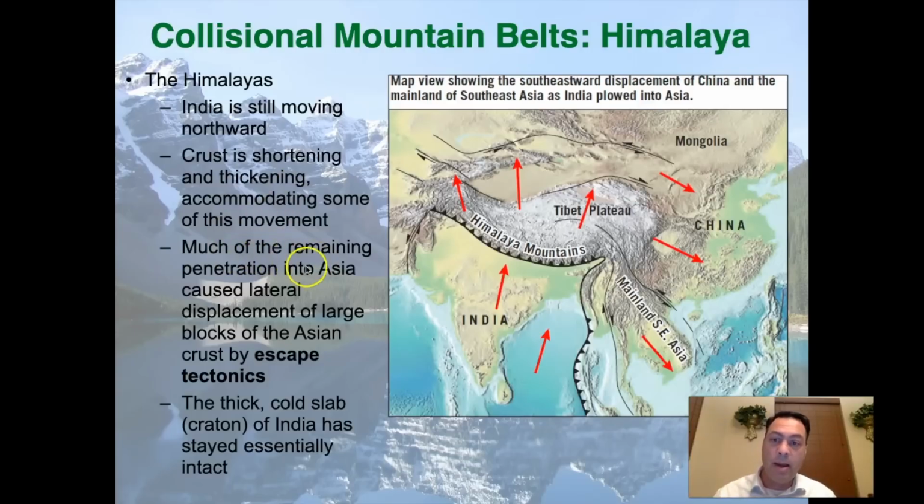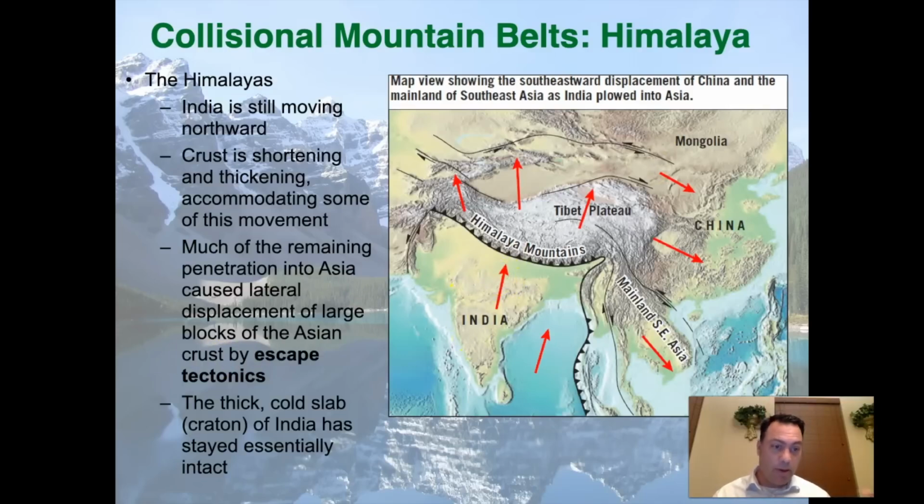So much of the remaining penetration into Asia caused lateral displacement of large blocks of the Asian crust by escape tectonics. That's what these faults are here. Notice these large faults here. Here's a large left lateral fault. Here's a huge right lateral fault. Here's a huge left lateral fault. And effectively, as India is moving and indenting and docking itself into Asia and lifting up the Himalayan mountains, the rest of China and Mongolia in part are trying to get out of the way. It's almost like it's being pushed out of the way while India continues to push in.